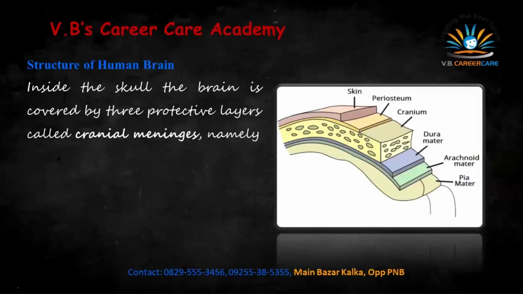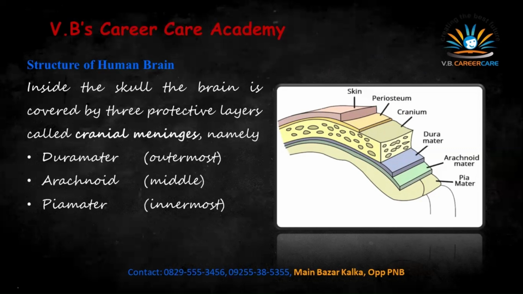So apart from the skull, the brain is also covered by 3 protective layers which are known as the cranial meninges, and these are dura mater, which is the outermost, then arachnoid, and the innermost is the pia mater.